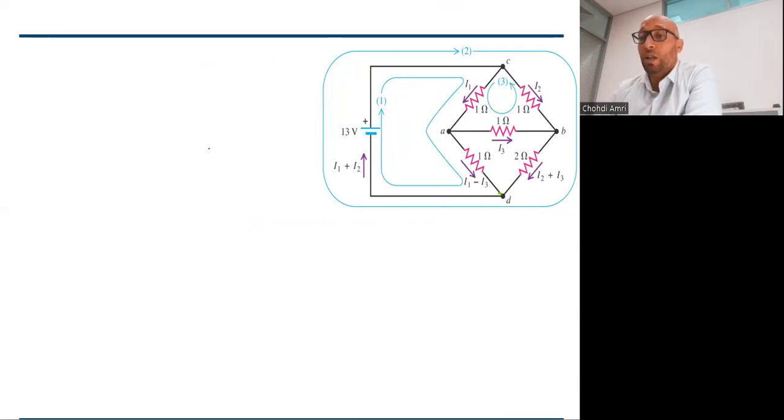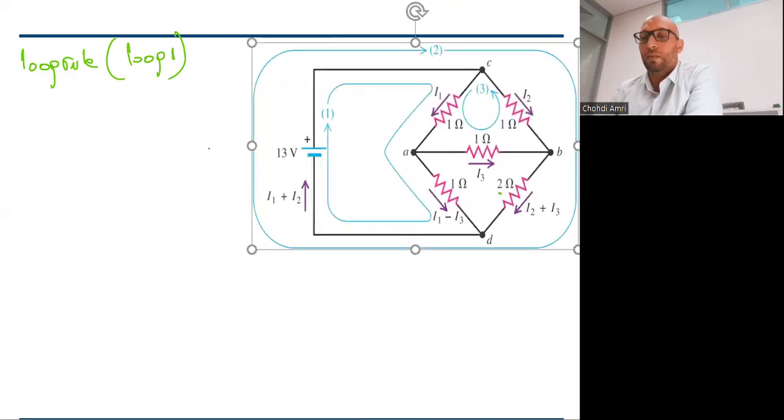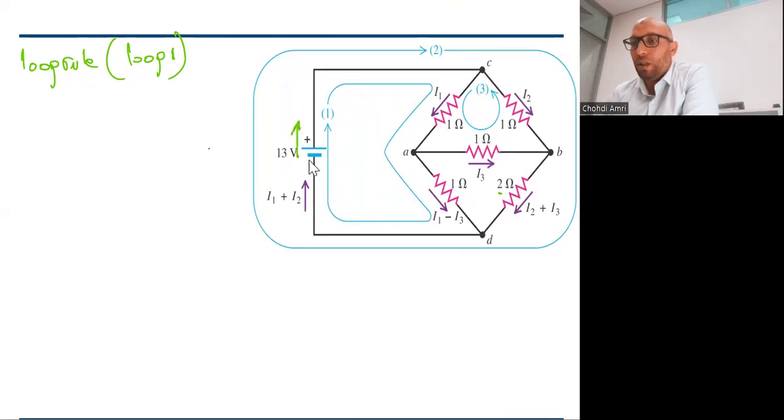So what are we going to get? We're going to write the loop rule on which loop? Loop 1. We have 3 loops. Loop 1. But before, let me draw the circuit diagram. For the circuit diagram, the potential difference will be from negative to positive as usual.